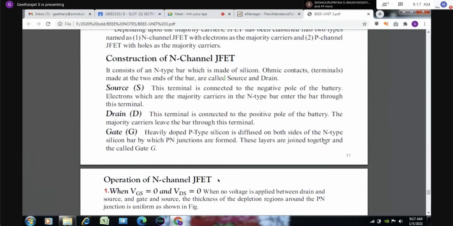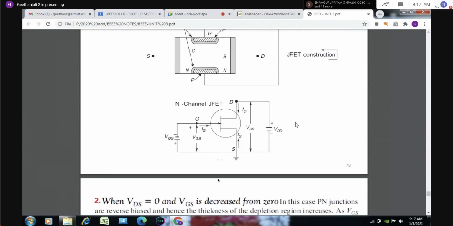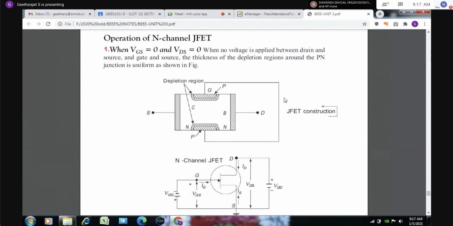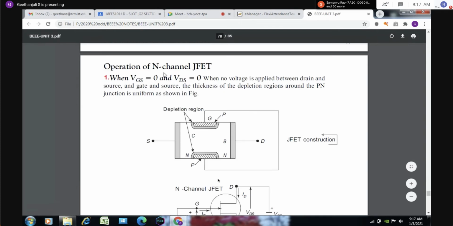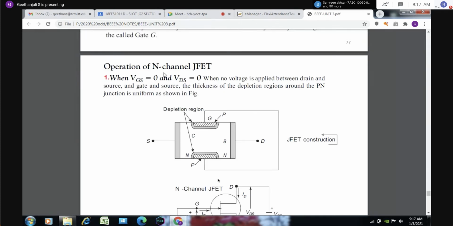So first, it consists of an N-type bar which is made of silicon. You see this is the JFET. There will be the terminals called source, gate, and drain. This is the channel. The channel is made by the N-type semiconductor material, so it is called the N-channel JFET.